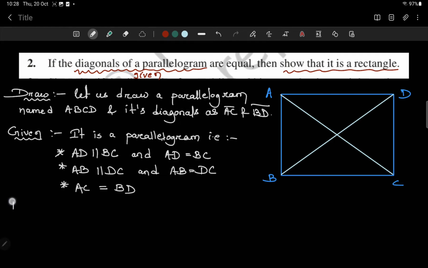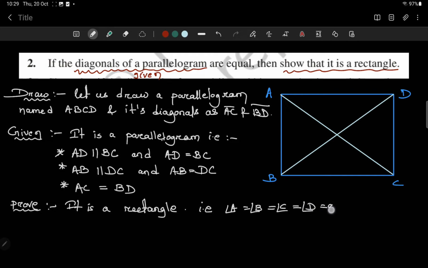Then what do you have to prove? You have to prove that it is a rectangle. Now tell me, if we want to prove a parallelogram is a rectangle, what do you have to prove? What is the difference between a parallelogram and a rectangle? The angles are 90 degrees. Okay, so it is a rectangle. That means angle A equals angle B equals angle C equals angle D equals 90 degrees. This you have to prove. So how will you prove it?